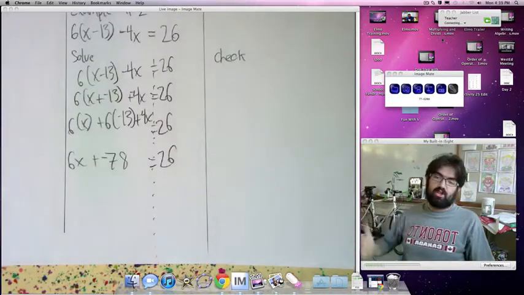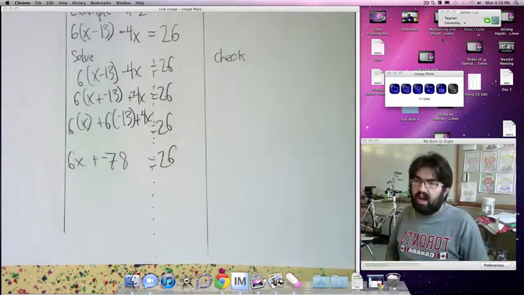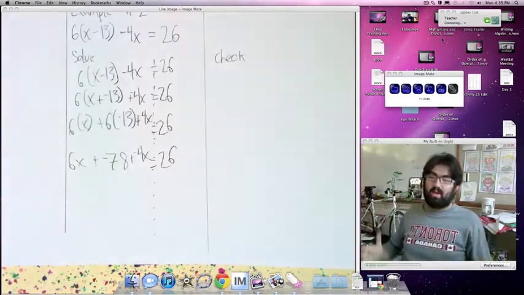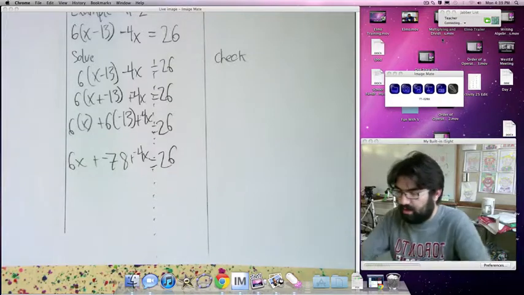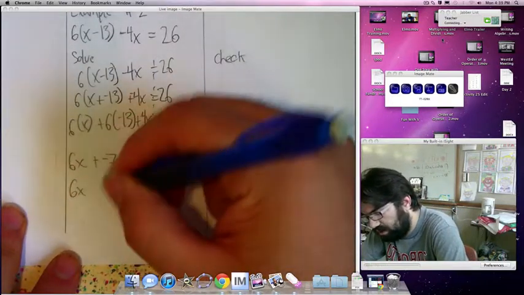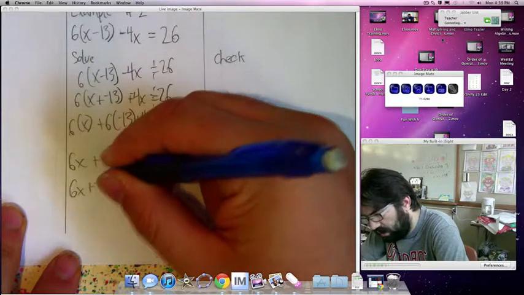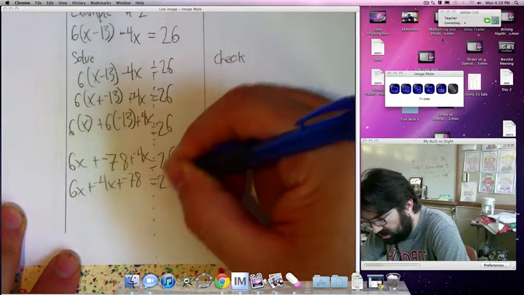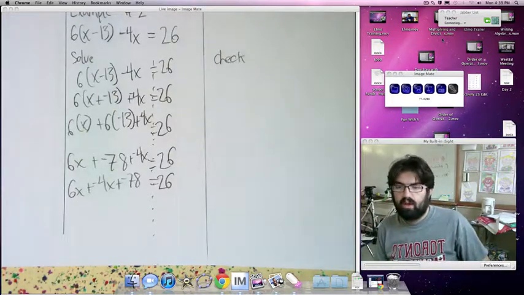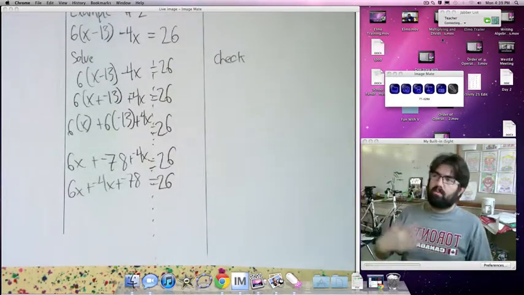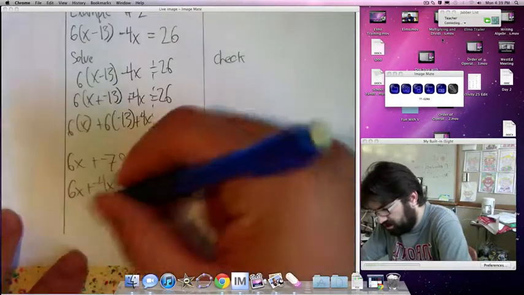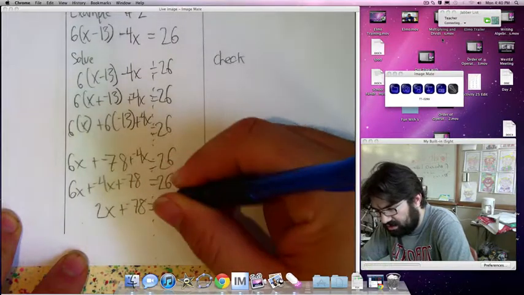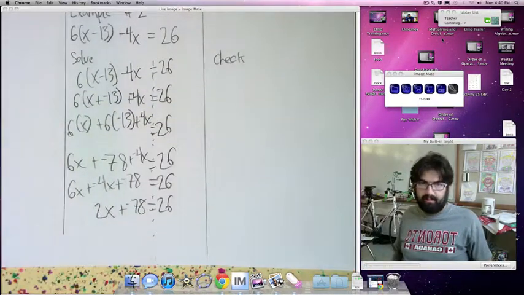Now I've got my two-step equation. Do I need to combine like terms? Yes, because I forgot that negative 4x. So do I need to rearrange? Yep, got to rearrange. 6x in the front plus negative 4x plus negative 78 equals 26. 6x plus negative 4x makes 2x plus negative 78. Don't lose that negative. Okay?